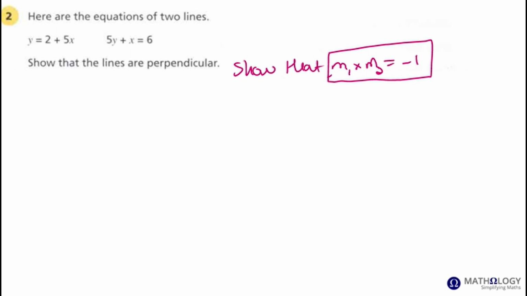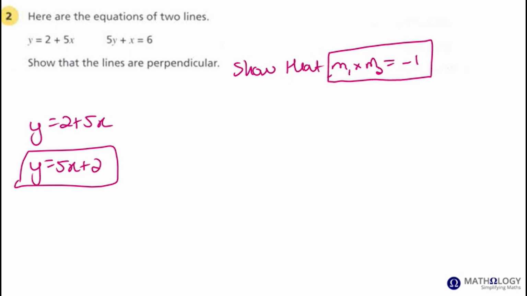They're not in standard form. So the first line in standard form is y equals 5x plus 2. All we did is rearrange the terms, but this is in the form y equals mx plus c. This is how we want the line to be written.